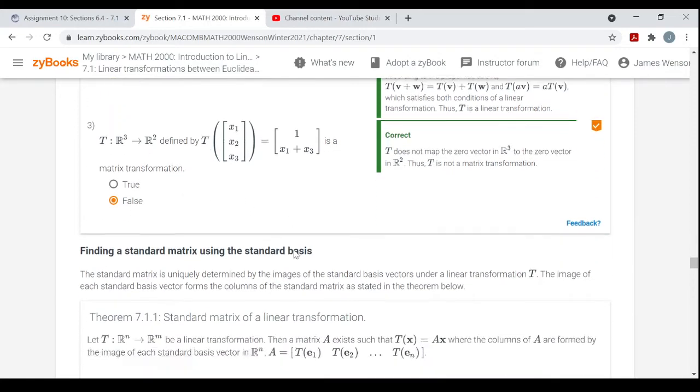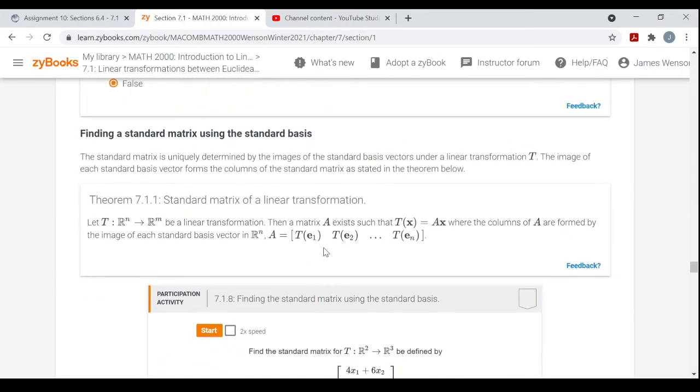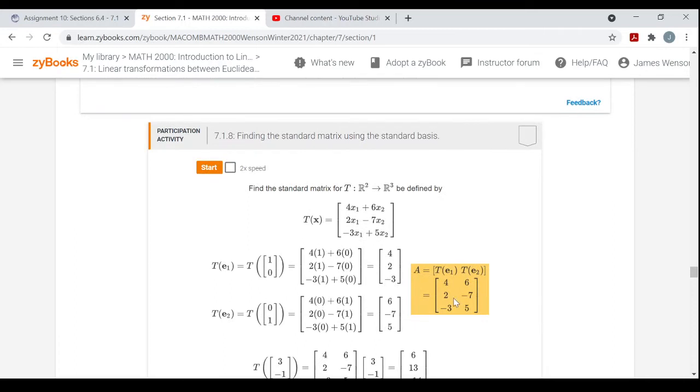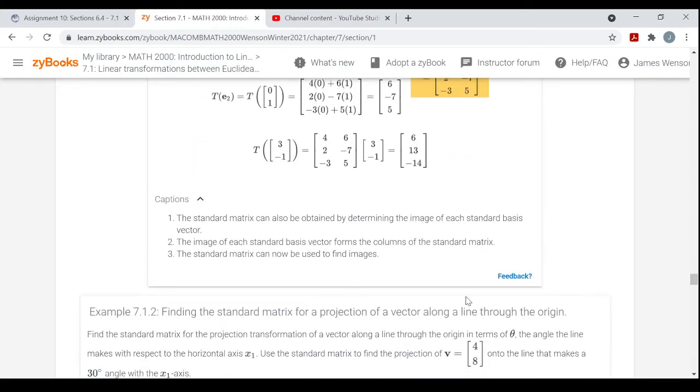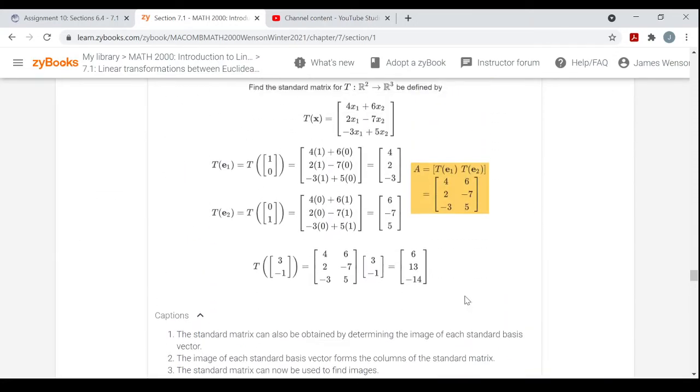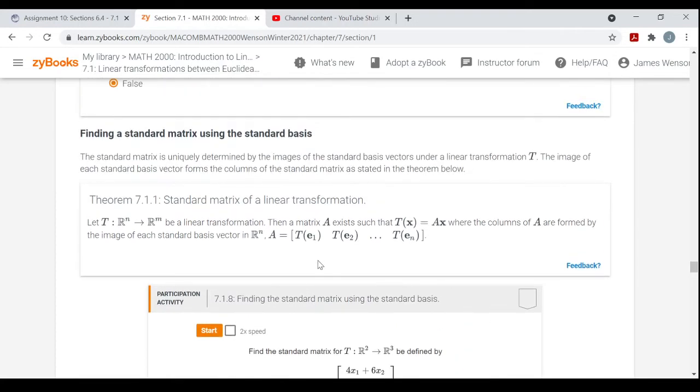All right, and then finally here we got... Now I showed you a very easy way. You saw finding that standard matrix for a linear transformation is very simple. But you can also use the standard basis vectors for the domain to also find the standard matrix.